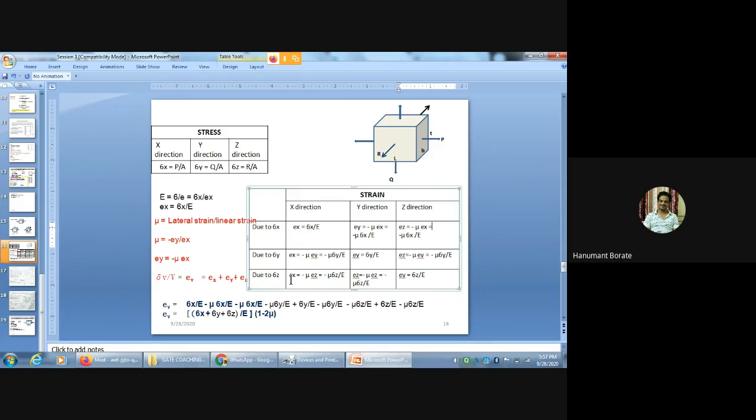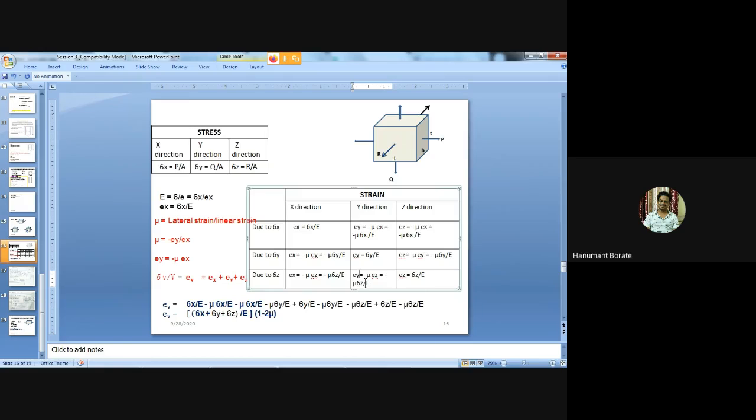So for the strain due to sigma z, we can write in the z direction Ez equal to sigma z by E. Similar to above, Ex equal to minus mu into Ez, and Ey equal to minus mu into Ez, or simply we can say minus mu into sigma z by E, right?